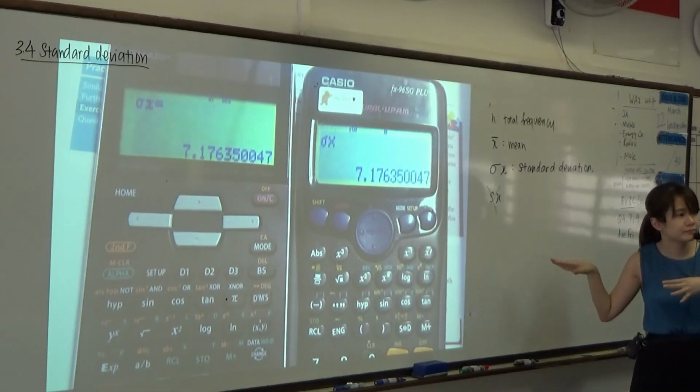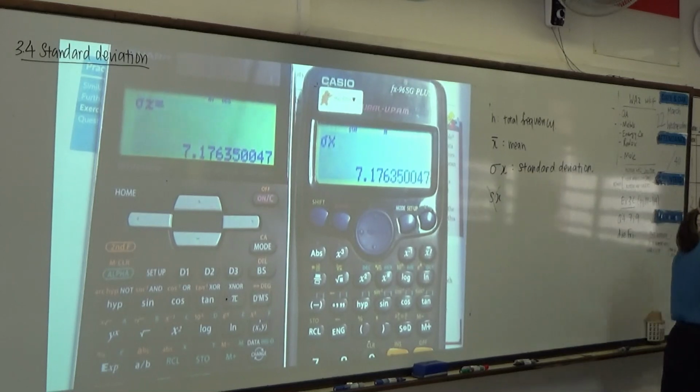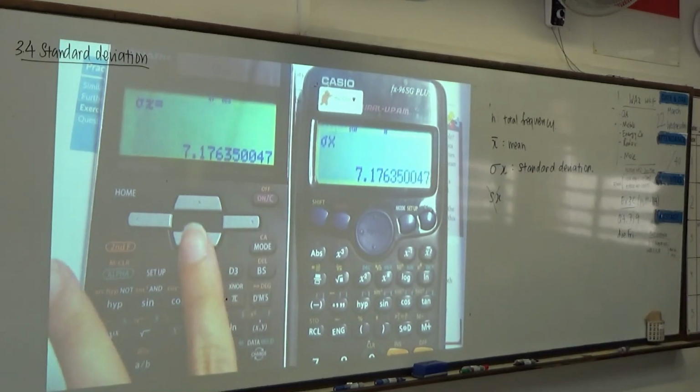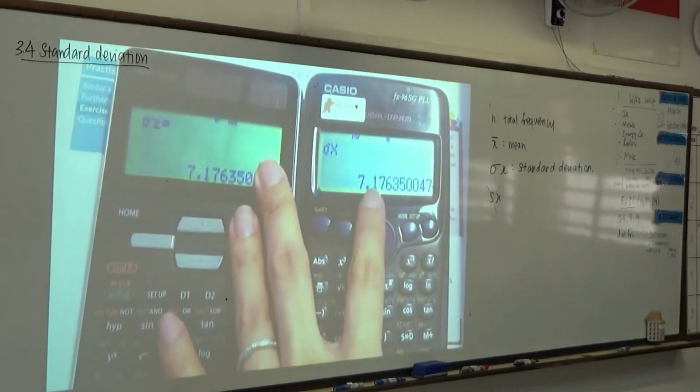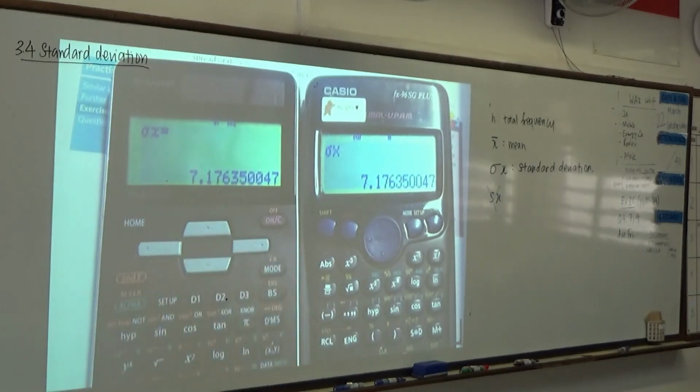Are we good? I'm really spending the time and effort to teach you how to use your calculator. Otherwise, I could just tell you to go and read your own sheet of paper when you buy your calculator, and figure it out. Okay, you should be able to get these values. You don't get? 7.1763 is correct. Okay, I try your calculator.